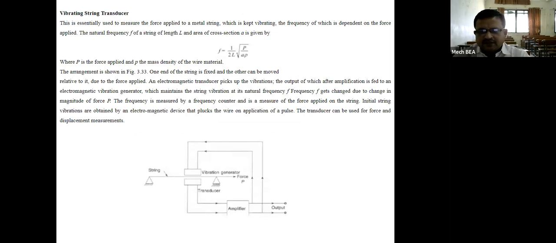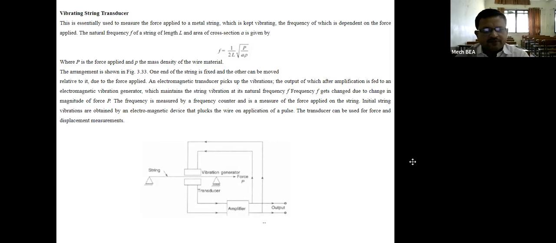Next is the vibrating string transducer. This is essentially used to measure the force applied to a metal string which is kept vibrating, the frequency of which is dependent on the force applied. The natural frequency F of a string of length L and area of cross section A is given by F equals 1 upon 2L into square root of P upon A into rho, where P is the force applied and rho is the mass density of the wire material.